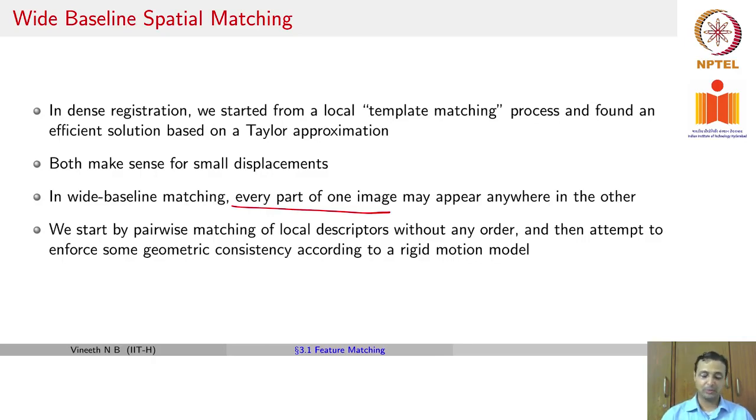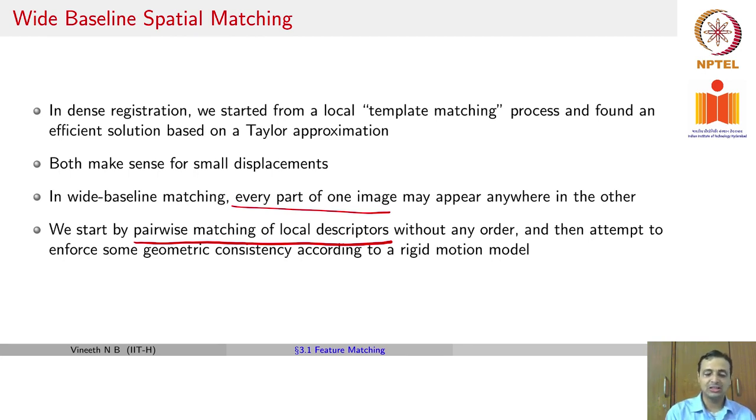The key intuition is going to be, we start by pairwise matching of local descriptors. So you have a bunch of key points in image 1 and a bunch of key points in image 2. For each of these key points, you have a descriptor. You now match those descriptors with the descriptors of all key points in the second image. Wherever you have the best match of descriptors, you're going to say that this point in image 1 is likely to match with a certain point in image 2. And these points could be at completely different coordinate positions in the first image and the second image. So we start by pairwise matching of local descriptors with no other order imposed.